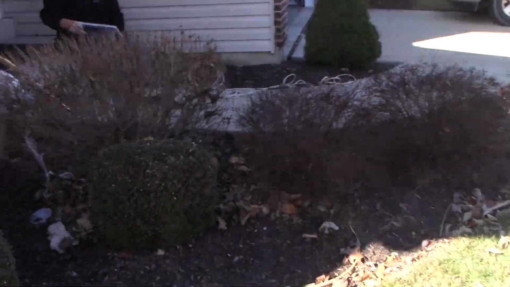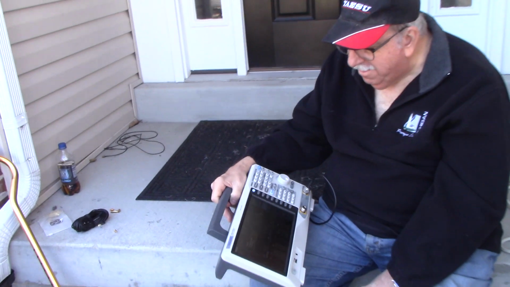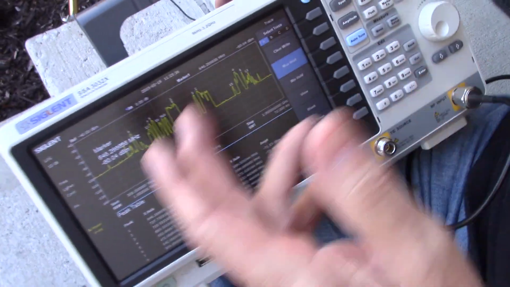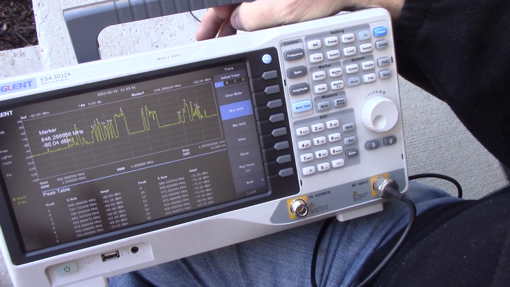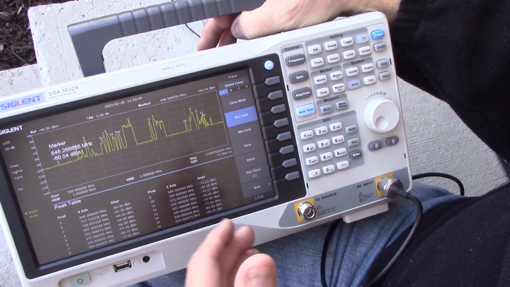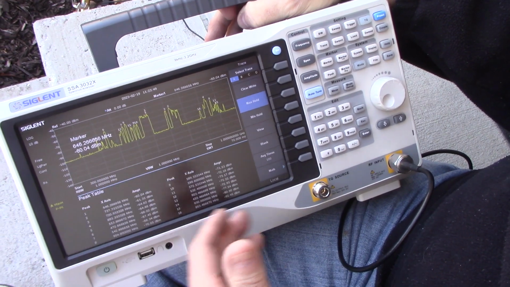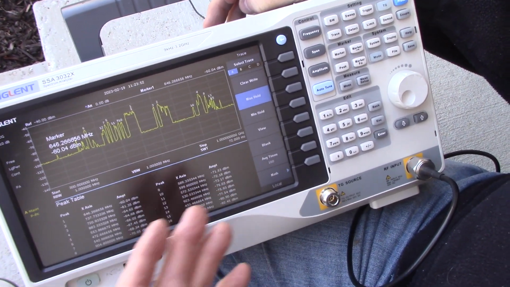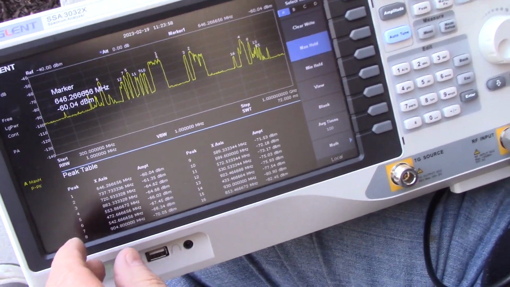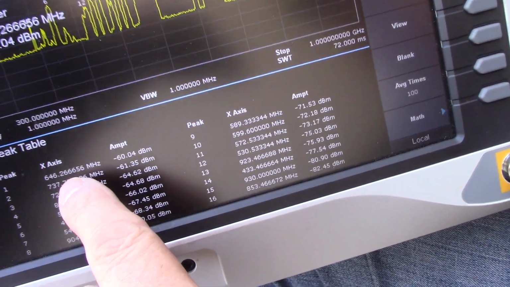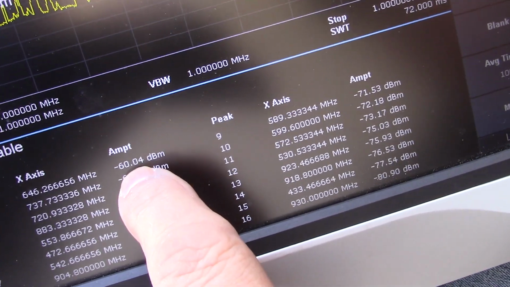So here's Bill Bathgate, leading building biologist in the country, and he's got a little spectrum view here. So Bill, tell me a little bit what's going on here. All right, so we're using a Siglent spectrum analyzer, not an oscilloscope. This is a radio frequency spectrum analyzer, and this way you can tell what frequencies you're seeing. It'll start with the peak frequency, number 1. The peak frequency here I'm measuring is 646.26 megahertz, and its amplitude is minus 60 dBm.